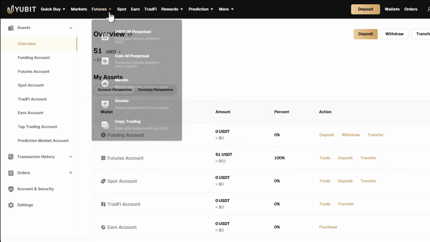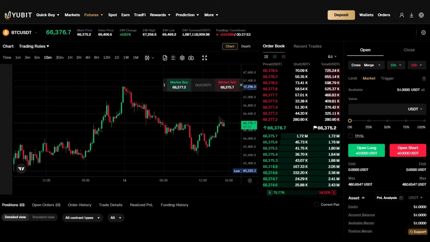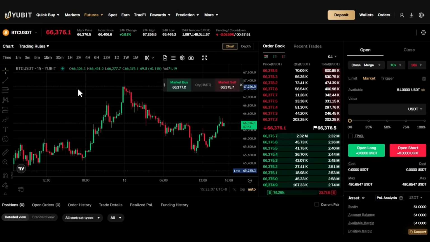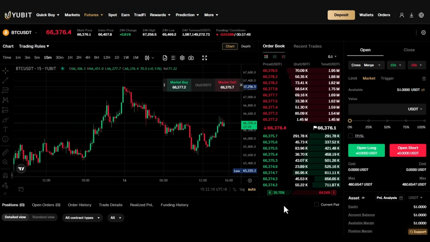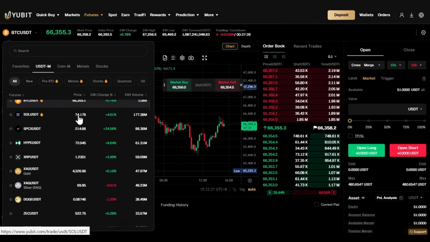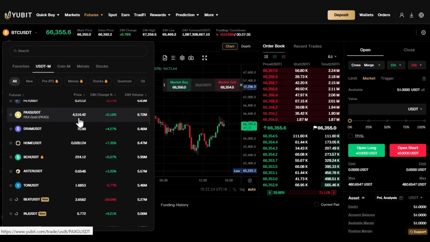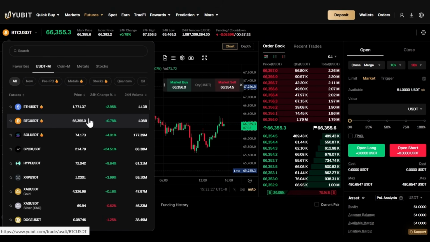Click on Futures in the top navigation bar and click on USDT-M. This will bring you to the Ubit Futures trading interface. Now, it might look a little overwhelming at first, but I'll break down every section so it makes perfect sense. In the top left, you have the trading pair selector. This is where you choose which asset to trade. Ubit has over 500 trading pairs, from Bitcoin and Ethereum all the way to meme coins and major altcoins.